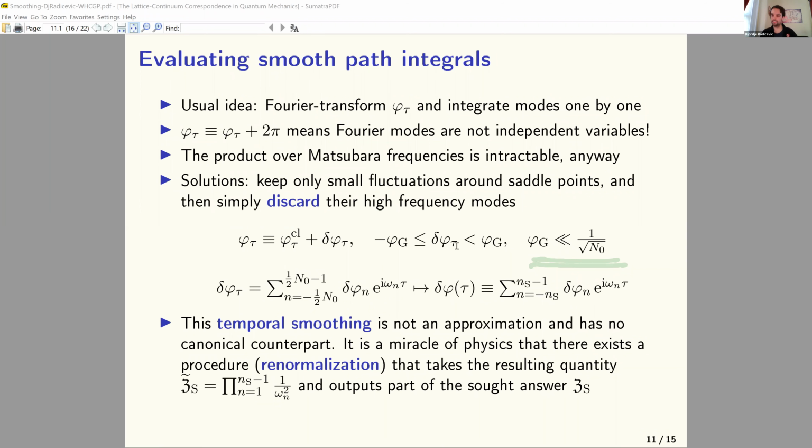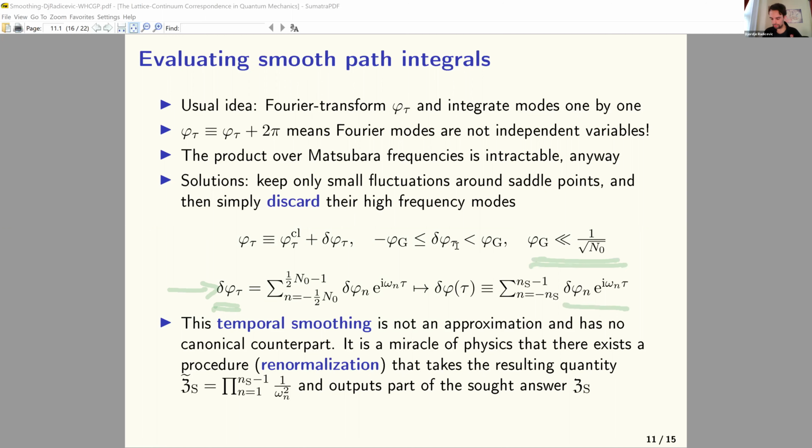Then the second thing is completely uncontrolled, and the second thing essentially says just discard high frequency modes, just linearize the spectrum. So basically, it's a projection that says start from your individual fluctuations, delta phi of tau, Fourier transform them, and then just remove all the high frequency modes.